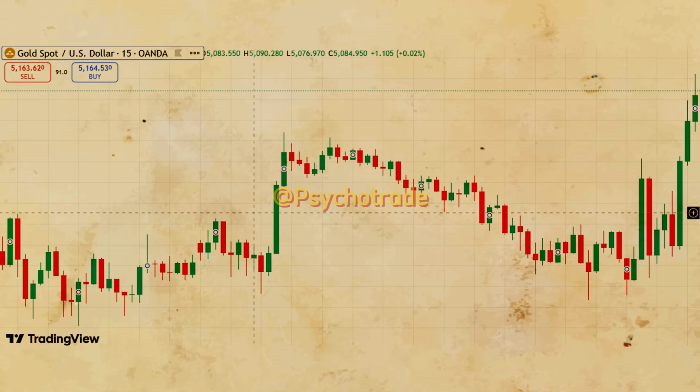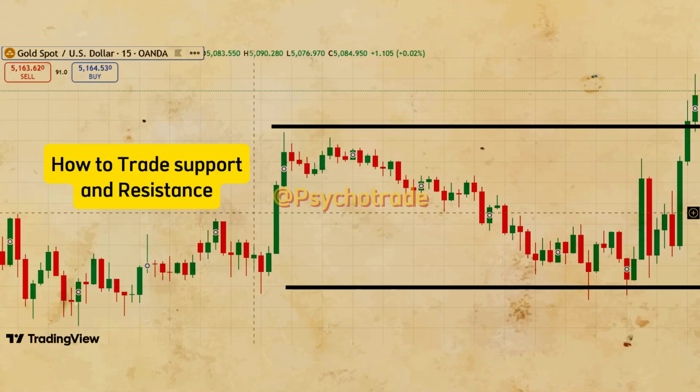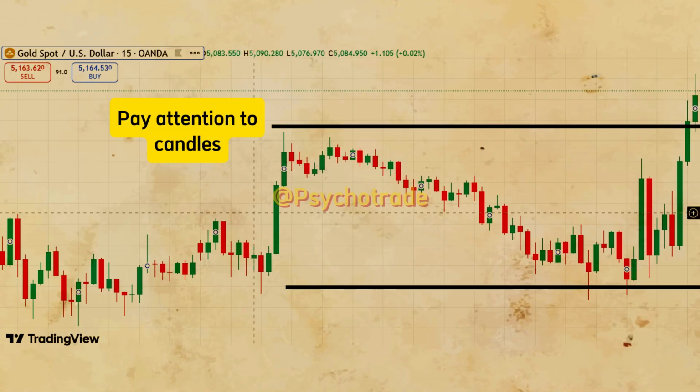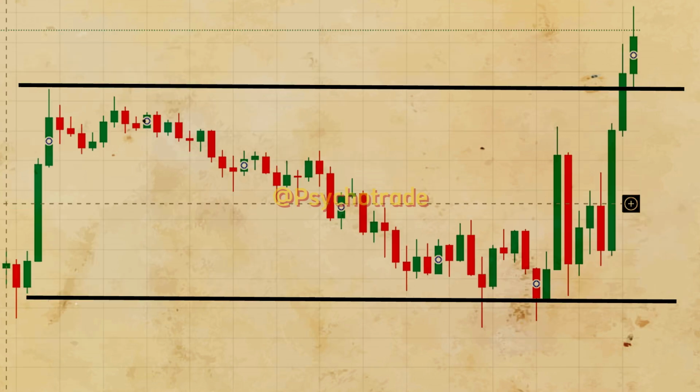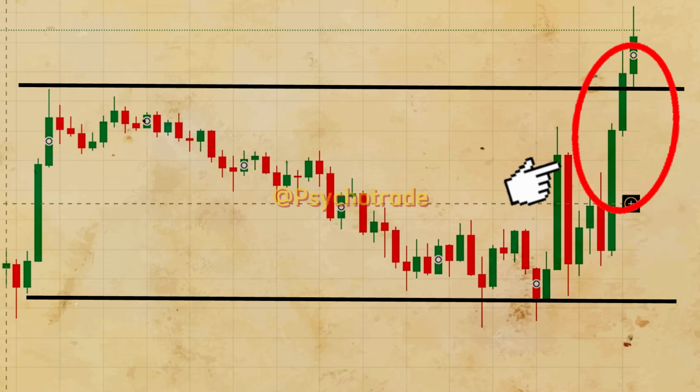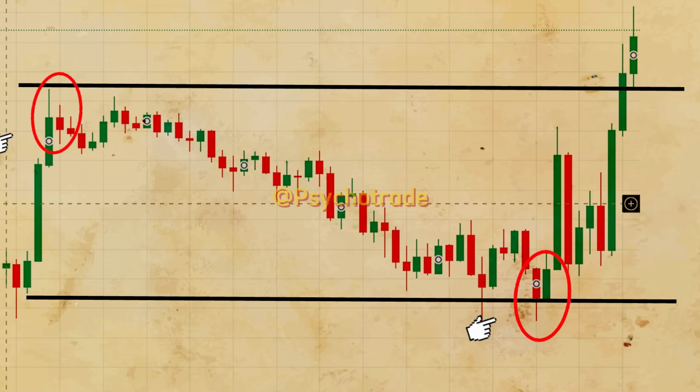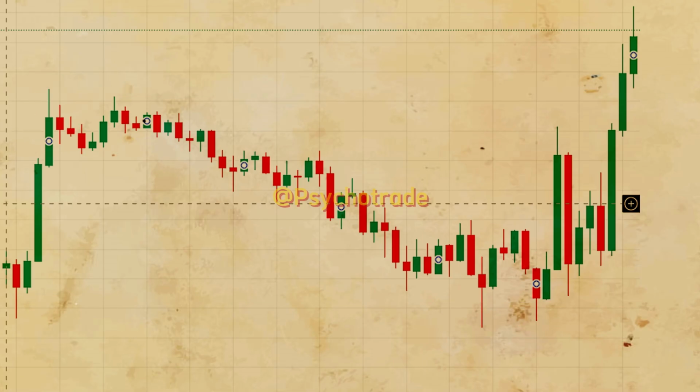So when trading support and resistance, always pay close attention to the candles when price reaches those key zones. If you see a strong displacement or momentum candle, it may mean the zone is about to be broken. But if you see a rejection candle with a long wick, it often signals a potential reversal. These are important clues the market gives you.